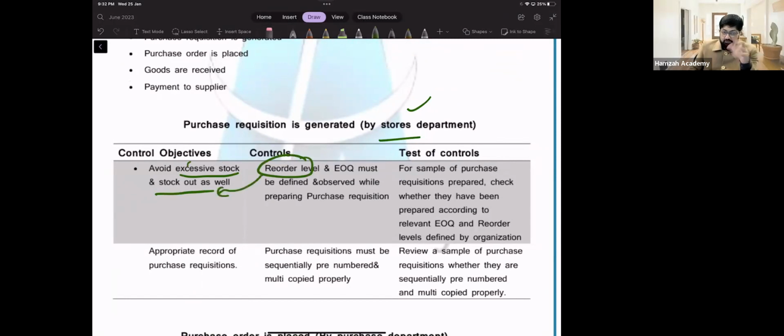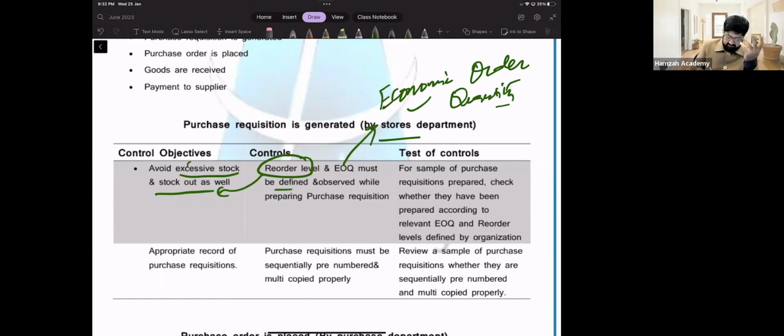Reorder level, you have studied in F2, that which order must be placed to avoid stock out. EOQ, economic order quantity. Again F2. It is a quantity for which the cost of inventory is the lowest. That must be defined and observed while preparing purchase requisition.